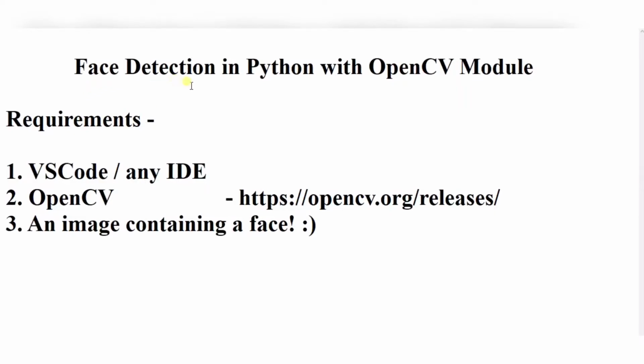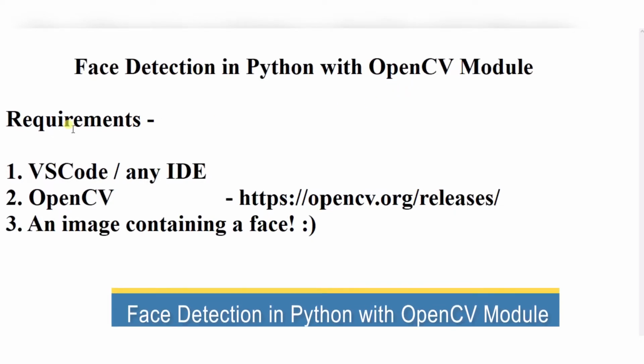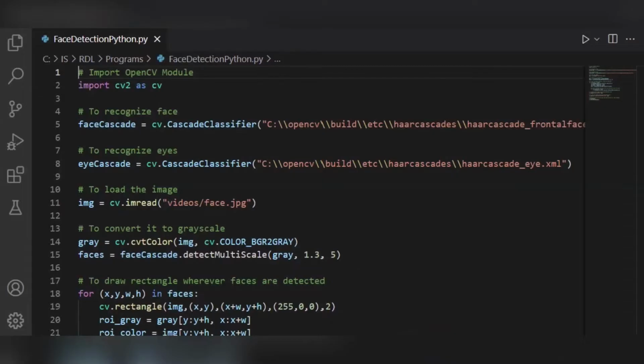Today we'll perform face detection in Python with the OpenCV module. So let us begin. For this, what we need is a VSCode editor or any IDE you can use as per your choice. After this, you need to install OpenCV from its official website, that is opencv.org, and inside it, in releases, you can get the link to download the same. And the third requirement is an image containing a face. So now let's move ahead with our code.